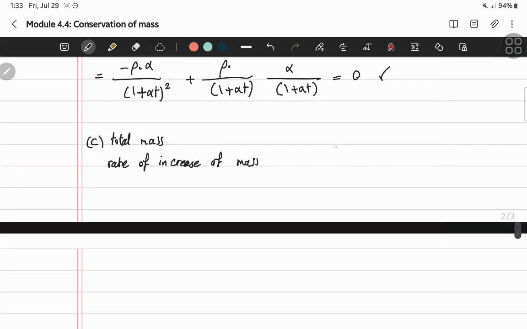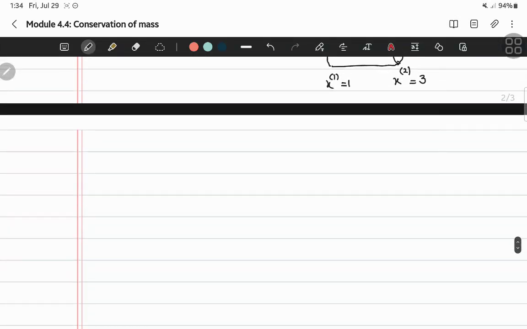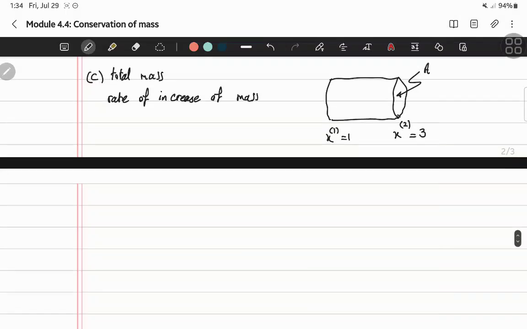So basically for this, we select a control volume because we have a one-dimensional problem. It changes from x1 equal to 1 to x2 equal to 3, as the book also said. And here we have a constant cross-section A.